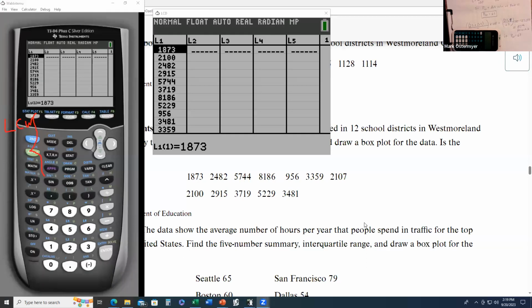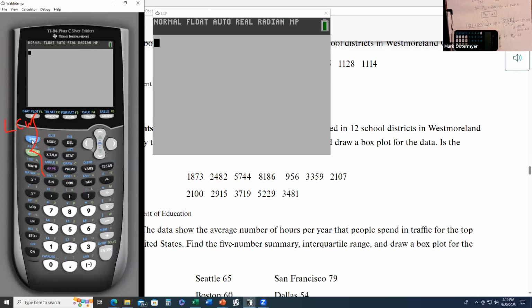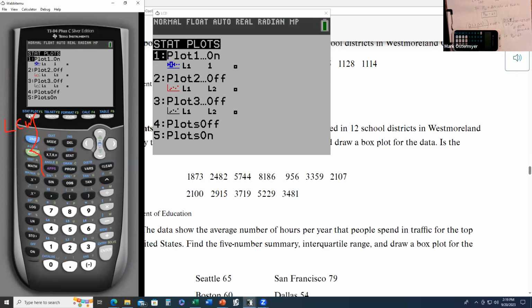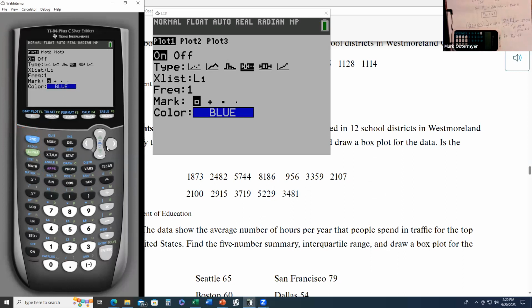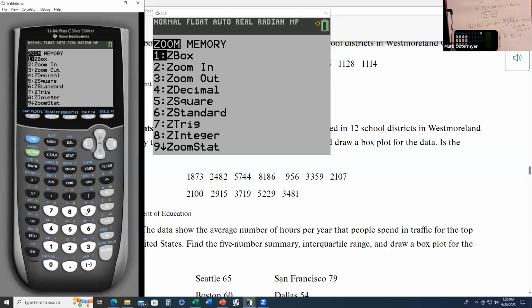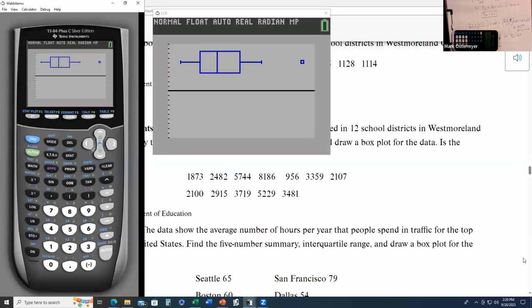All right, so we basically type in our data, right? Put it maybe in a list. I'll put it in list 1. And then building the box plot is pretty simple. Second mode to quit. Go to stat plot mode. Dive into plot 1. Make sure it's turned on. Select the appropriate icon, which is the box plot icon. Data's in list 1. Everything looks good. Then zoom and zoom stat. Boom, you got your box plot.